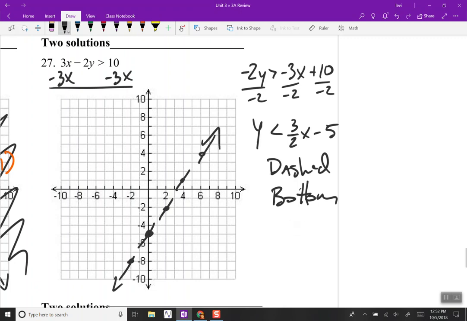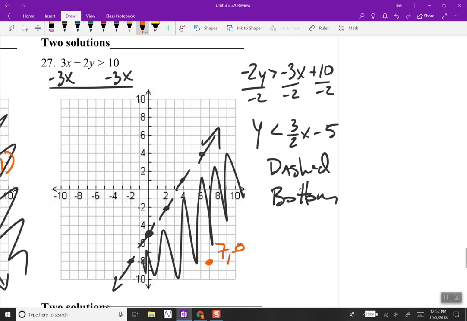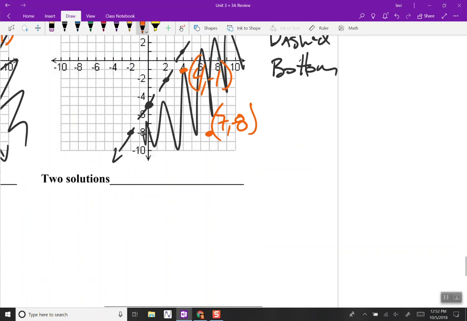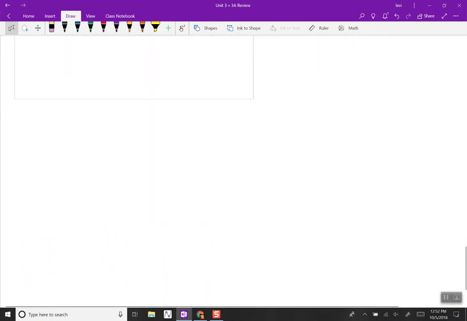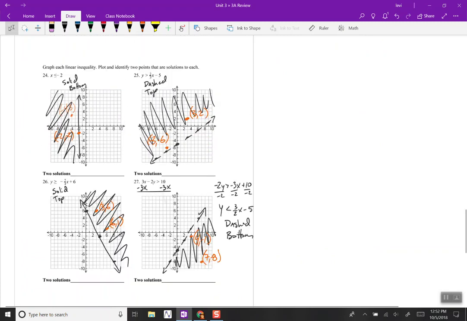and the bottom of this would be everything over here, and so we could pick out any 2 points. How about 7, negative 8? 7, negative 8, that works. And how about 4, negative 1? 4, negative 1 works too. Any point over here will work. And that is the end.